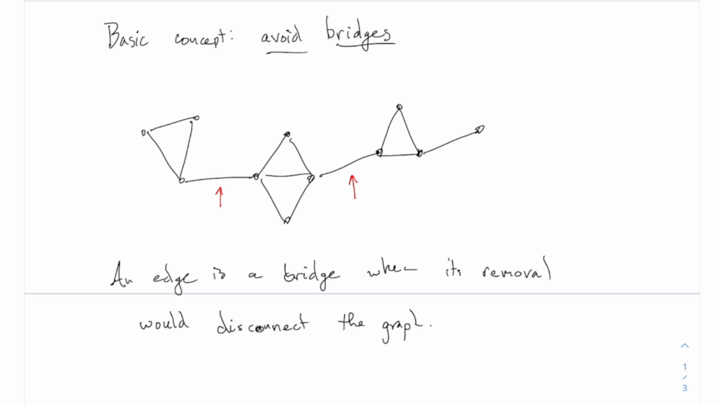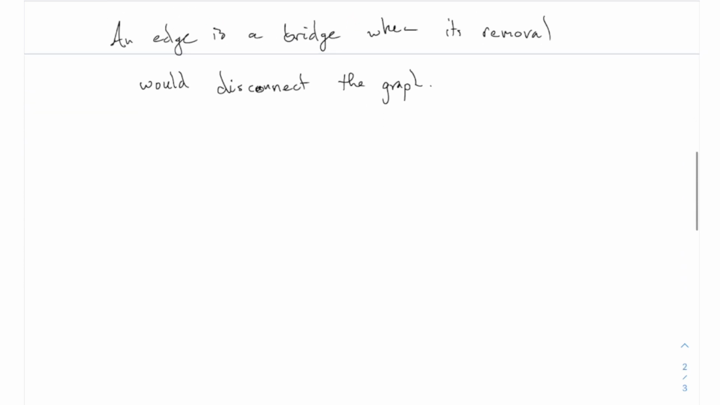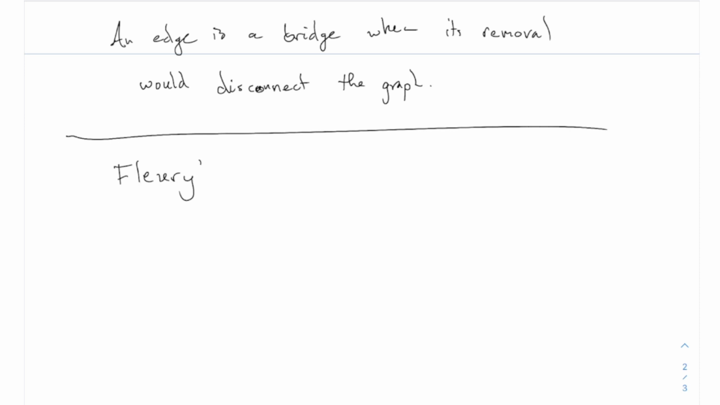And here's the basic idea. The basic concept is to avoid bridges. More specifically, I'm going to tell you how to do it. There's actually a name for this particular algorithm. It's named after a person. It's called Fleury's algorithm.